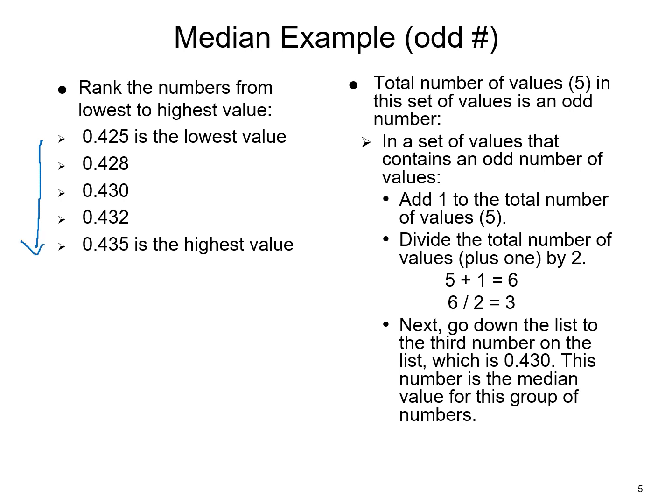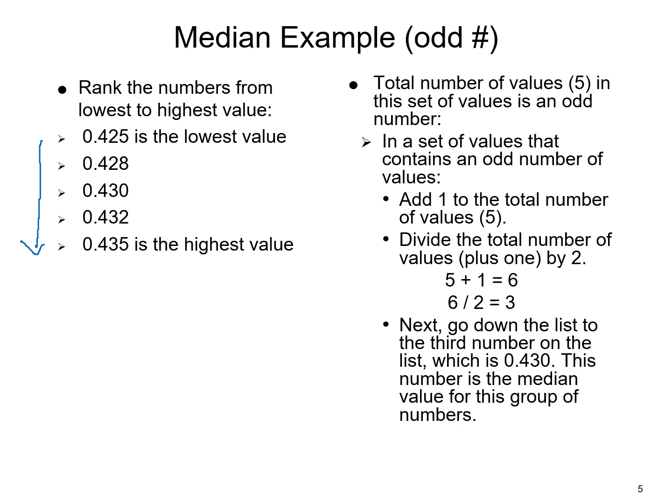The total number of these values is 5, so we need to take those sets of values and determine which one is going to be the actual median. It's pretty easy to determine that when you look at numbers this small, so we know that obviously the middle number, the median number, is the 0.430. However, if we were using a larger set of values, then it may take a little bit more effort to determine that.